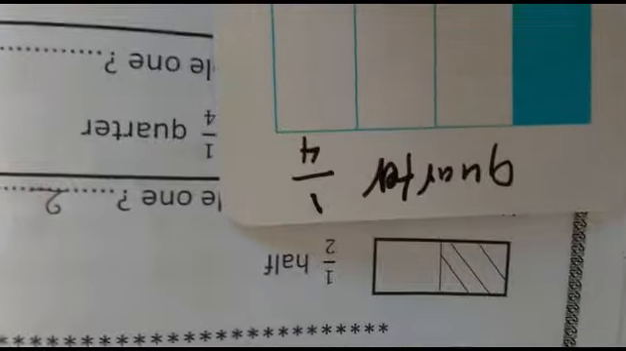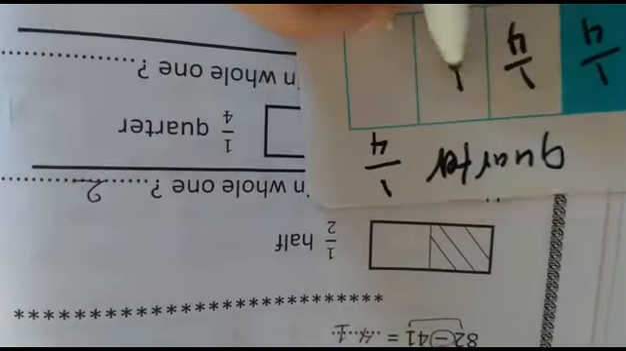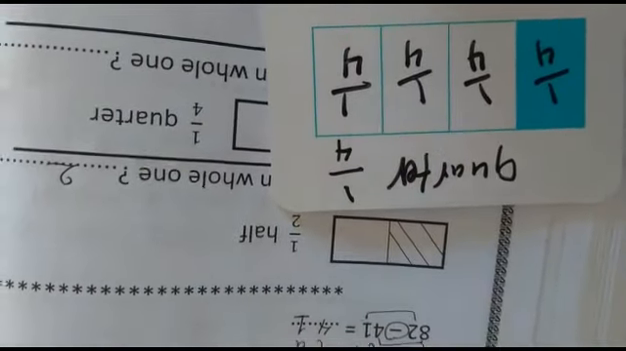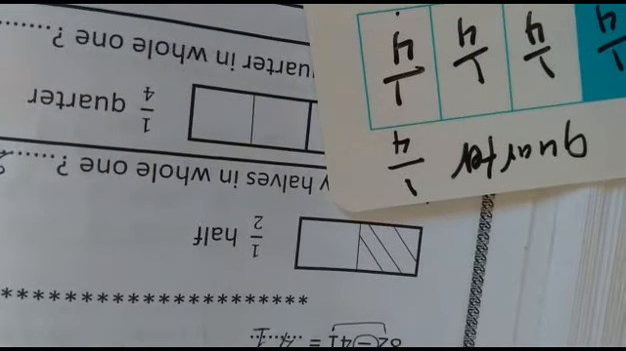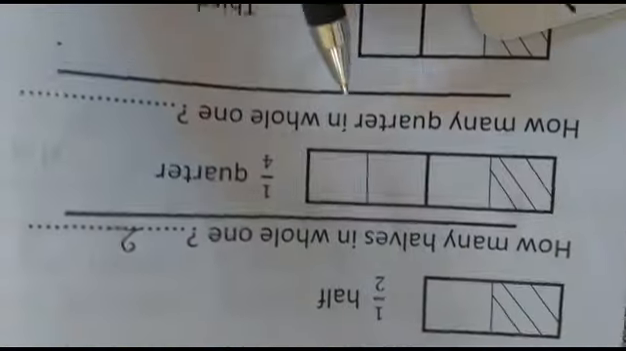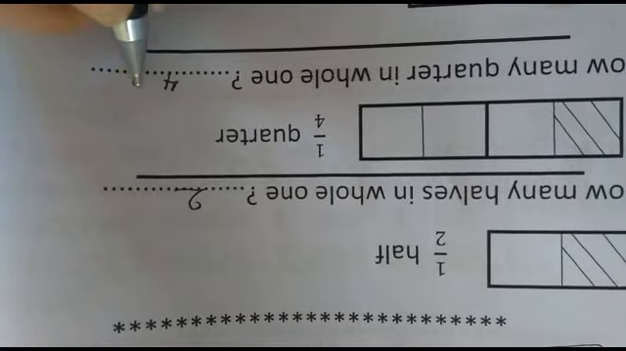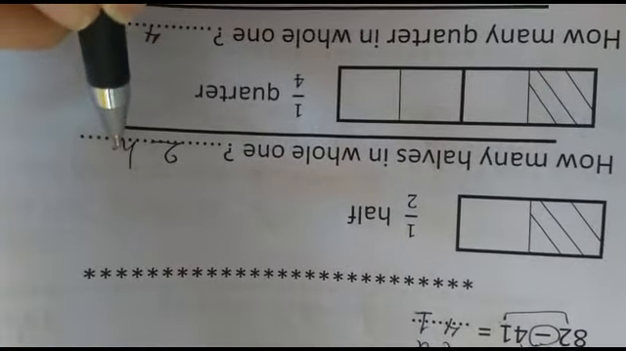Excellent. Now it means this quarter and this quarter and this quarter and this part represent 2 quarters. Now can you tell me how many quarters in one whole? Count: 1, 2, 3, 4. It means 4 quarters in whole 1. So here I will write: how many quarters in whole 1? Yes, 4 quarters. Here 2 halves.